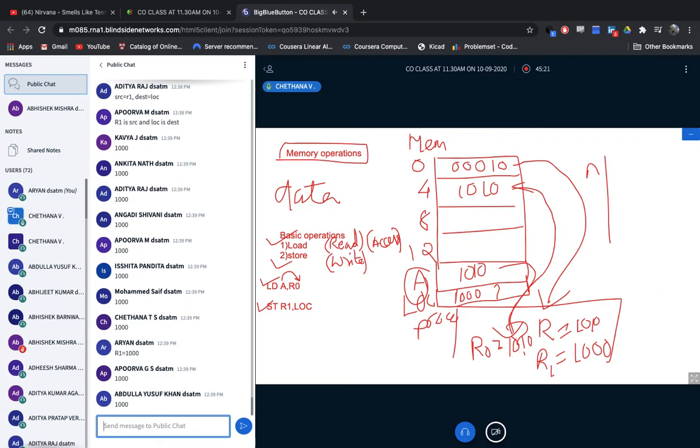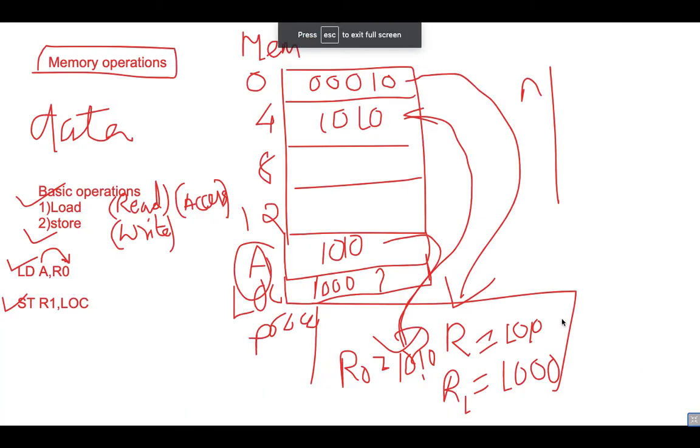Now come to a very important point. I want to give you one more example. Suppose my instruction was like this. Instead of ST, suppose here LD comma, load, LOC. Very simple instruction.